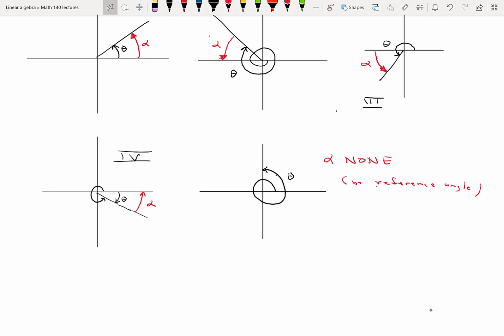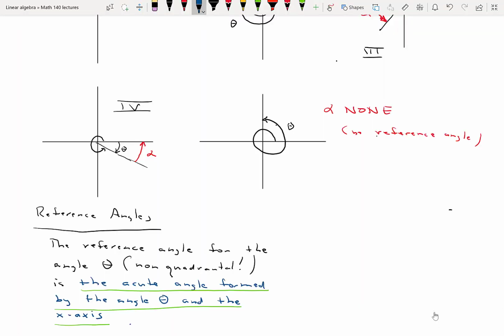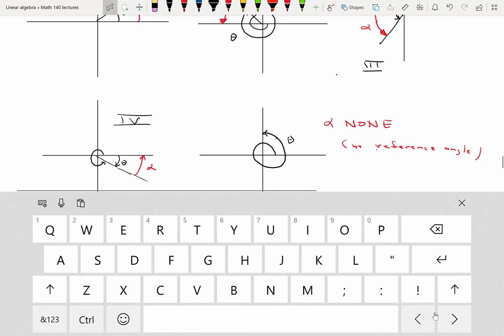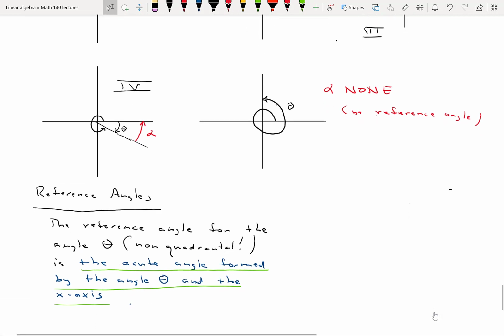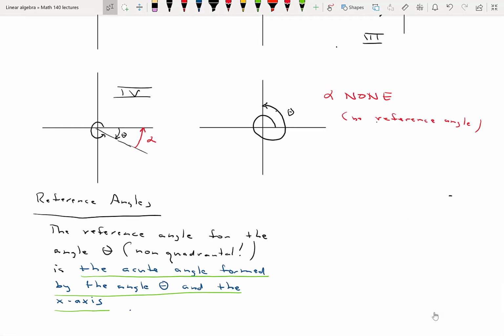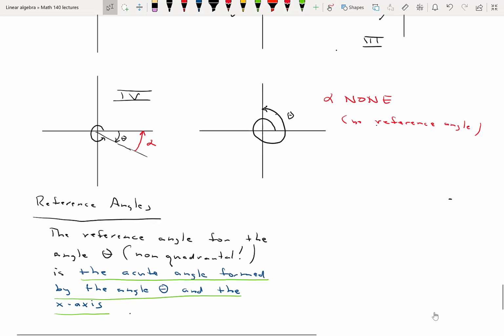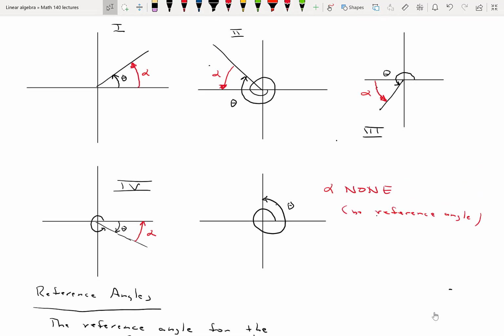Okay, so what is a reference angle in words? The reference angle for the angle theta, as long as theta is not quadrantal, the reference angle for a non-quadrantal angle theta, is the acute angle formed by the angle theta and the x-axis. That's the other thing that all those reference angles had in common.